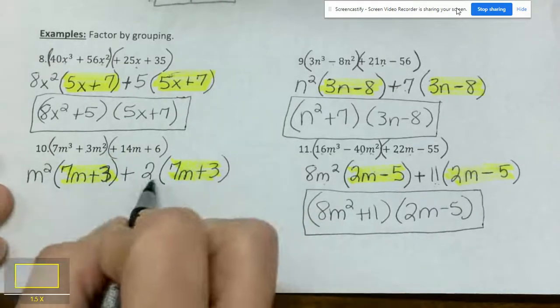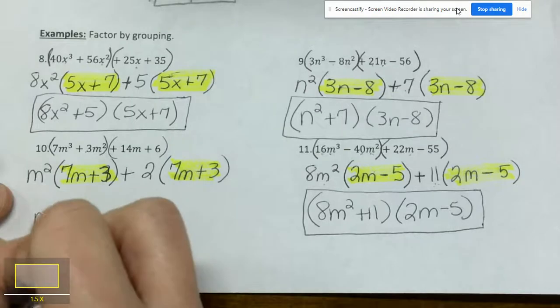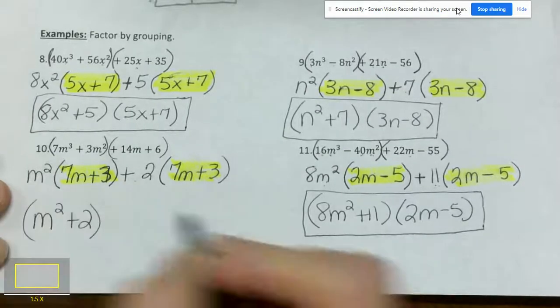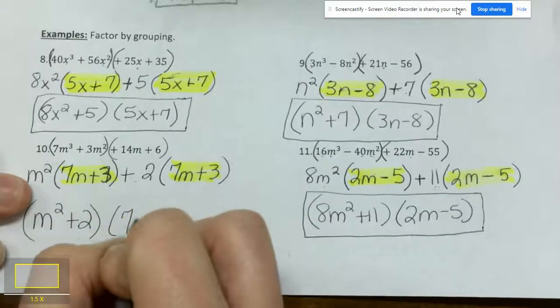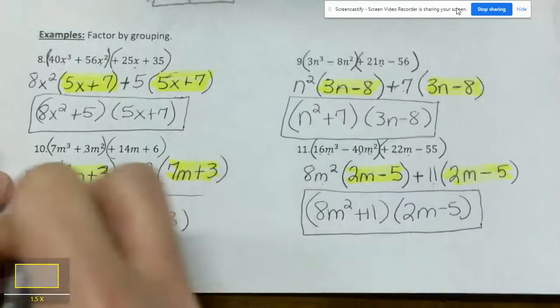Okay, so we're going to write what's outside the parentheses, m squared plus 2, and then the parenthesis they have in common, 7m plus 3. And this would be your final answer.